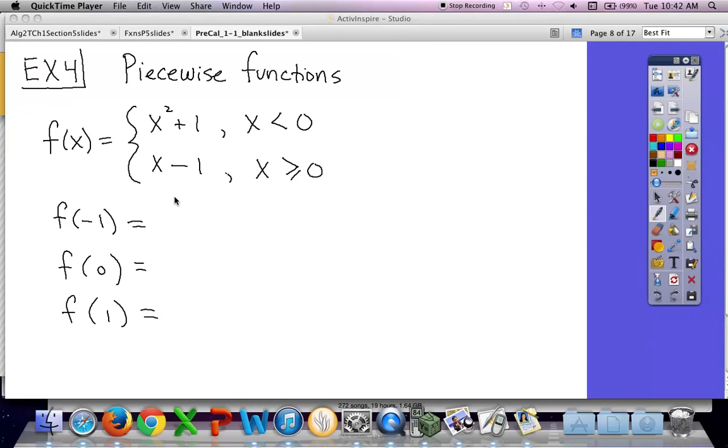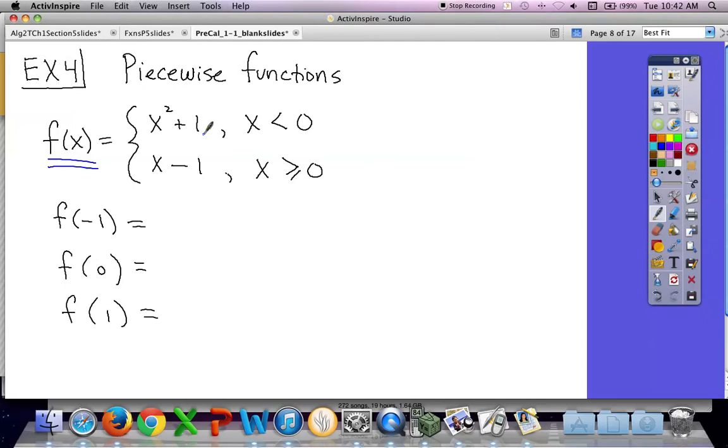Okay, a piecewise function, right? f of x is the piecewise function. It's called piecewise because there are different pieces to the function, right? There's one piece, which is x squared plus 1. There's another piece, which is x minus 1. Okay, when do you use each one?